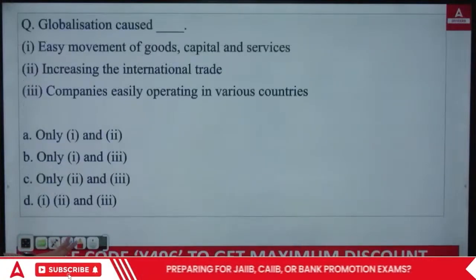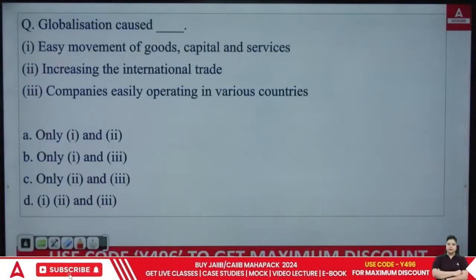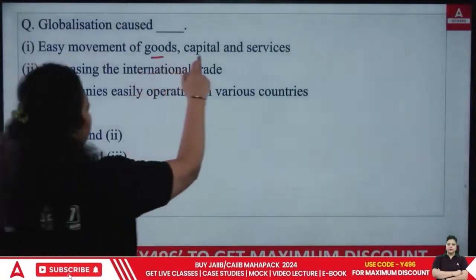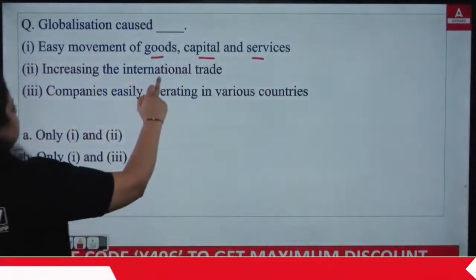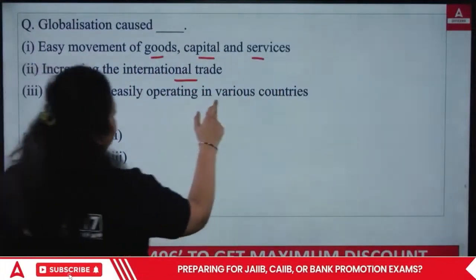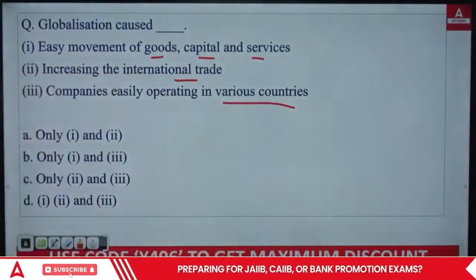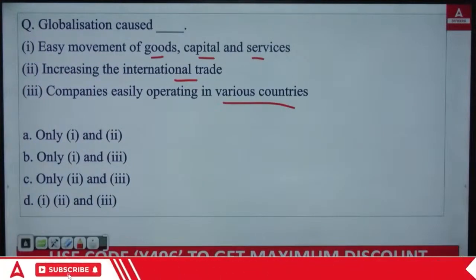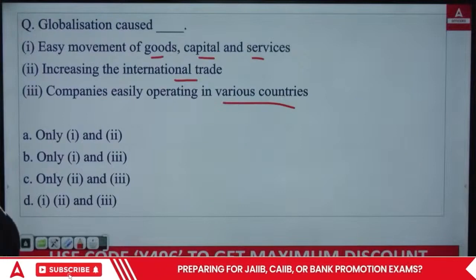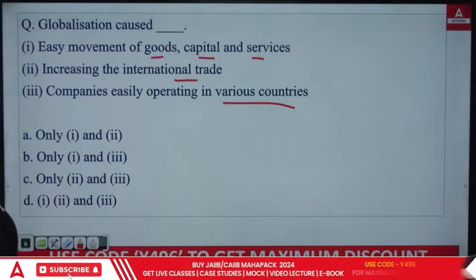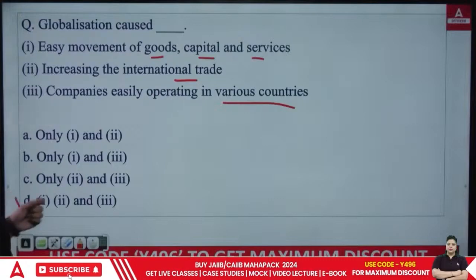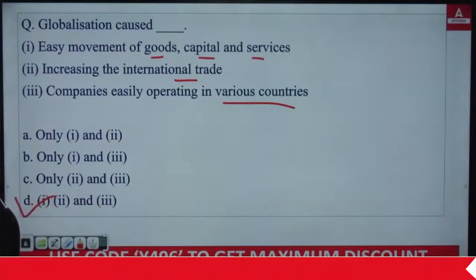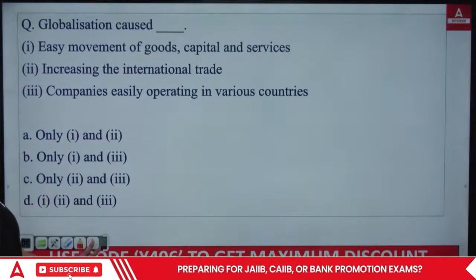Okay, next we have: globalization caused dash. Easy movement of goods, capital and services, increasing international trade, companies easily operating in various countries. So which of the following do you think is correct? Globalization caused which of the following? A, B, C or D? The right answer will be all. Globalization caused all of these. So the right answer will be option D.